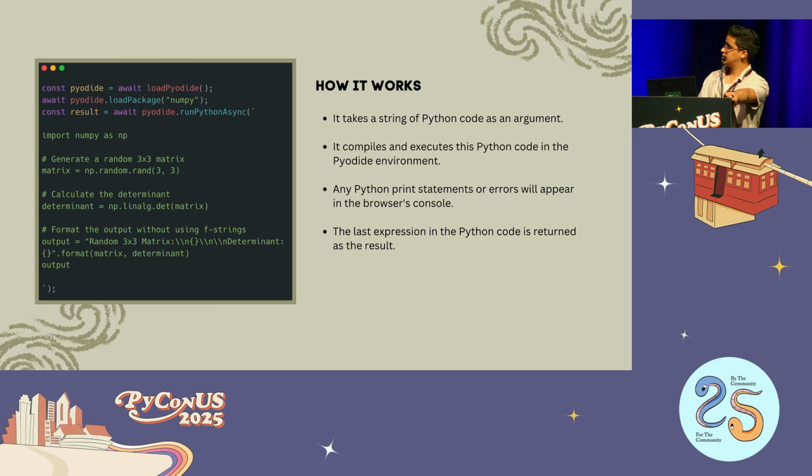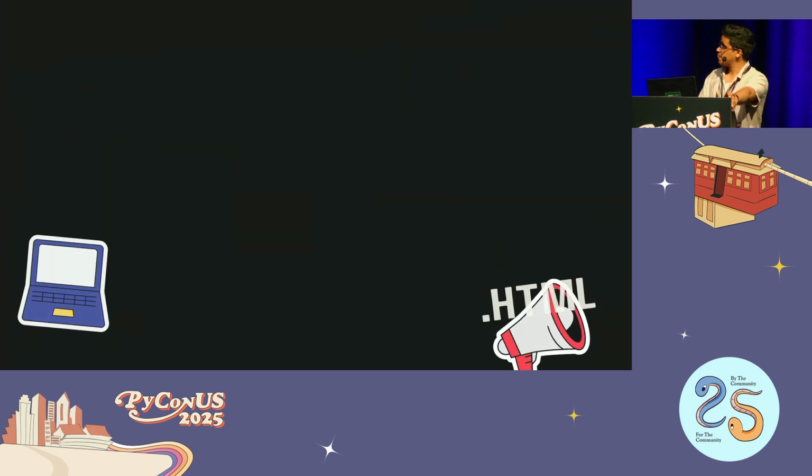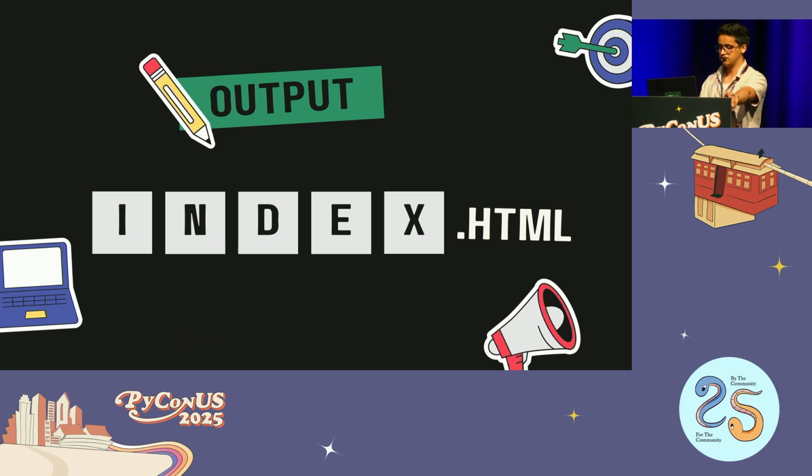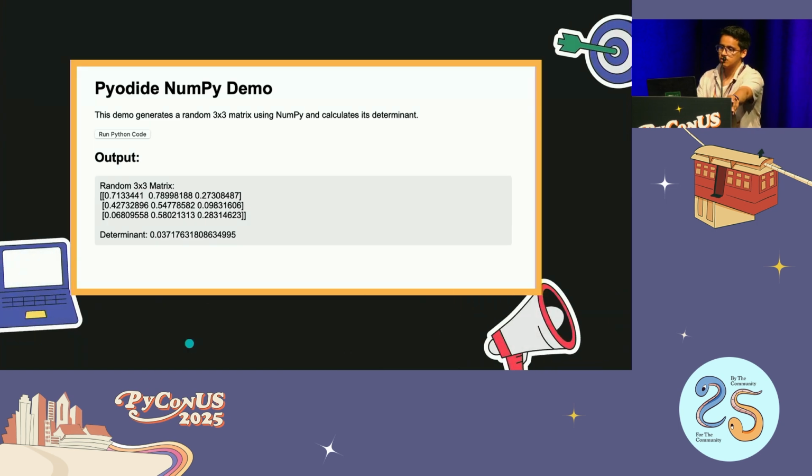And why it works is it compiles and executes this Python in the Pyodide format, and it also handles your outputs. So any print statements or errors will directly appear in the browser console. You don't have to go to your own Python console to make sure everything is working. And if everything works correctly, you will be able to run this thing. One more thing, you will have all these files in the presentation itself, so you can work around with this after the presentation. You have an event listener which is listening to this button, you click on it, it's calculating a 3x3 random matrix and calling the determinant and printing it directly on the browser.